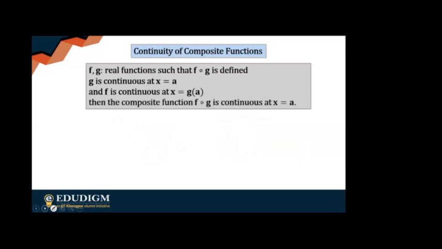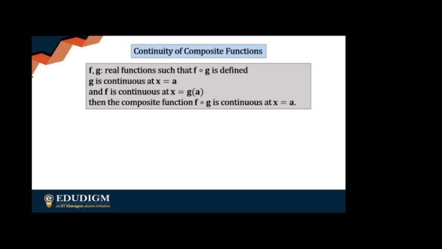Now, this is very simple. We have already talked about the algebra of continuity. Here we are going to talk about the continuity of composition of functions. We have taken two real functions such that f composed g is defined. This is very important because, no matter what we are talking about, it's the composition of functions, so whatever is required for that composition to be defined is our basic requirement.